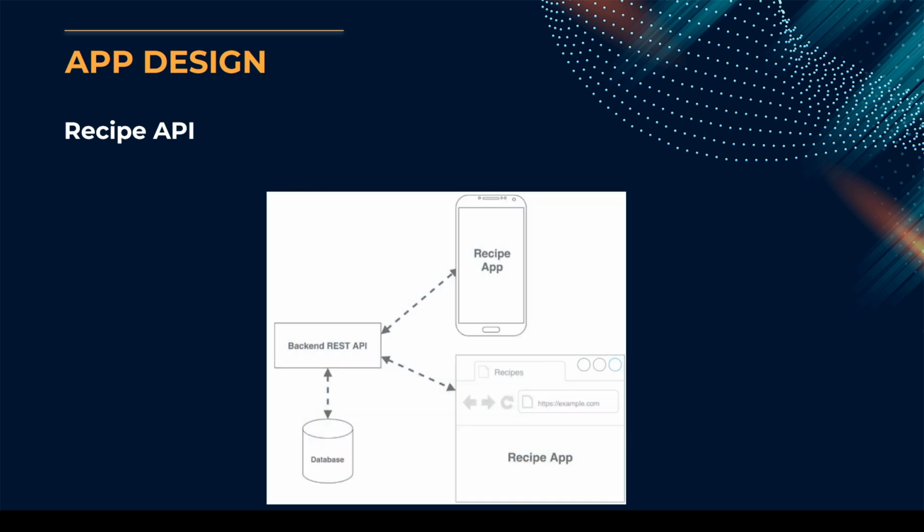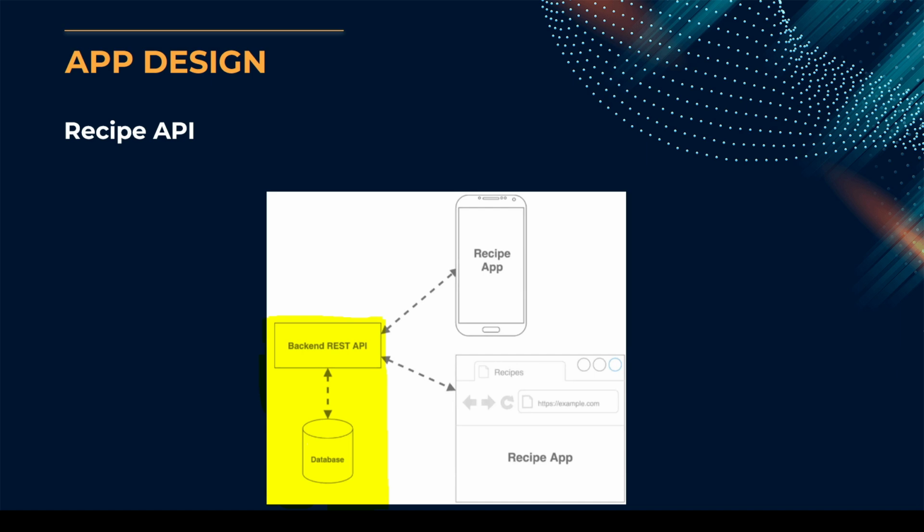In this section, we are going to go over the design of the app that we are going to be building in this course. The app we are going to build is the Recipe API. So the Recipe API can be the backend component and database of a recipe app.